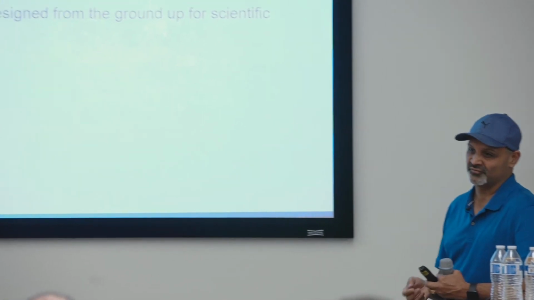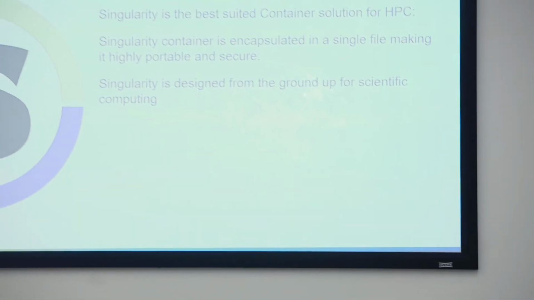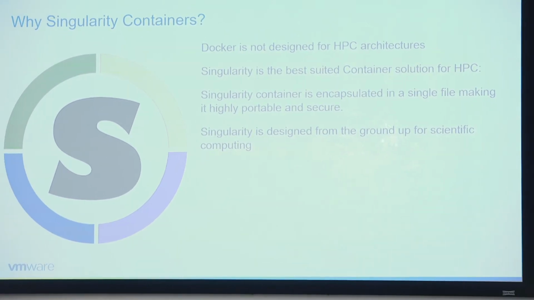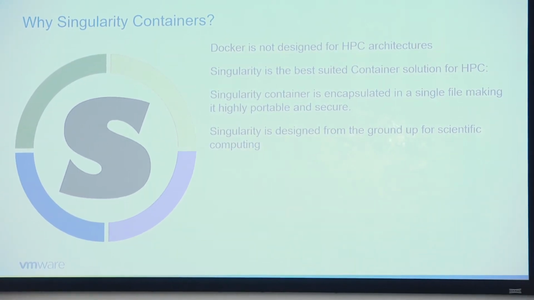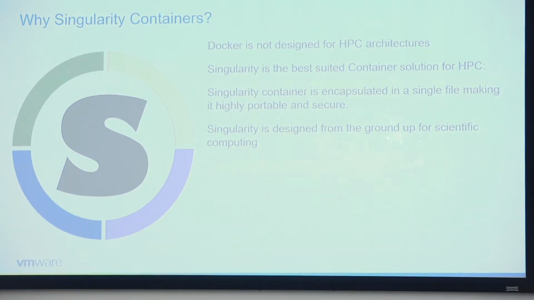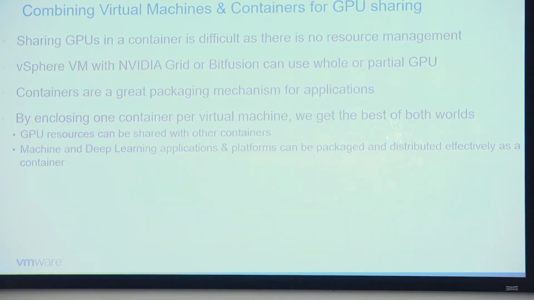So now let's look at how we can extend this to containers, right? So Singularity, this is a Singularity conference, you guys know what is different about it. The core thing is it is designed for HPC, Docker is not. Singularity containers are a single file, designed from the ground up for scientific computing. So I'm preaching to the choir, but that's what Singularity brings. And since HPC machine learning is in the HPC realm, it makes sense for us to run machine learning on Singularity. So now, what does combining these two give you?